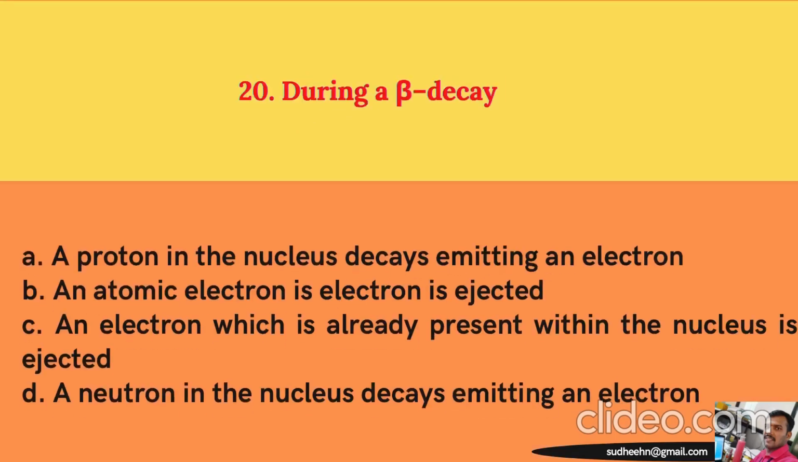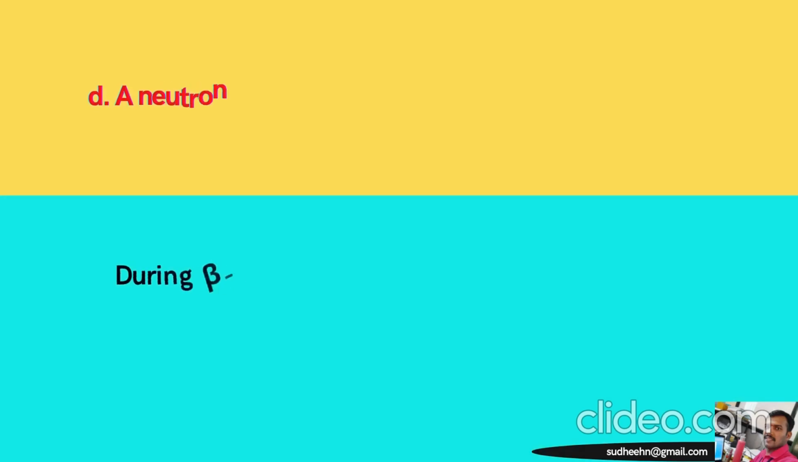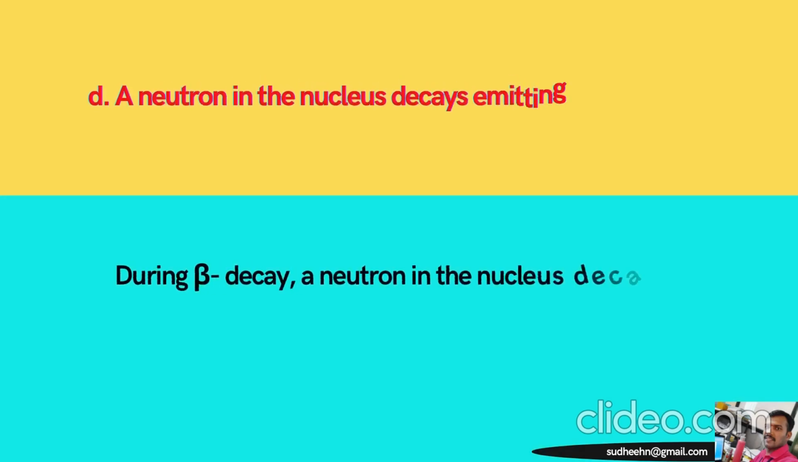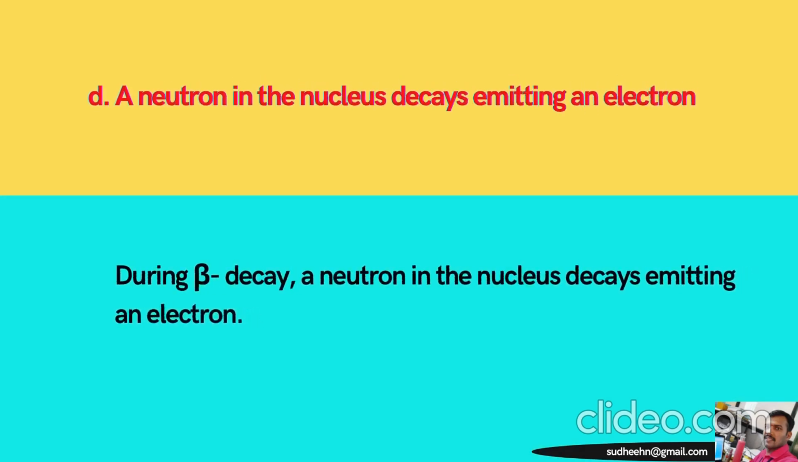And question number 20. During a beta decay, option A, a proton in the nucleus decays emitting an electron. Option B, an atomic electron is ejected. Option C, an electron which is already present within the nucleus is ejected. And option D, a neutron in the nucleus decays emitting an electron. And the right option is option D, that is a neutron in the nucleus decays emitting an electron.